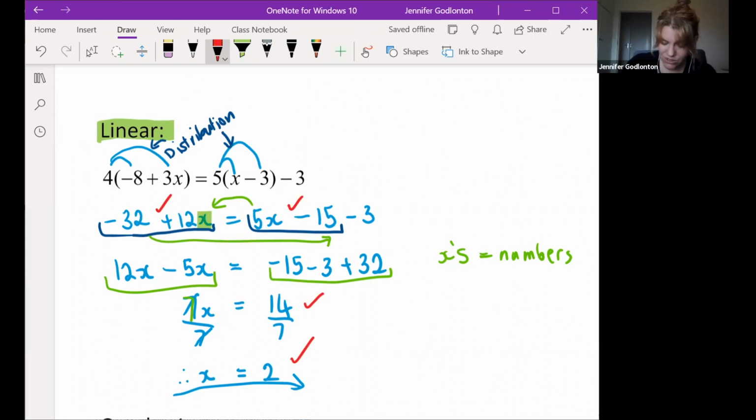How did this question go? Did we enjoy it? Did we find it easy? Did we find it hard? Did you make a silly mistake? Let me know how this question went. 2 thumbs up so far. Great.